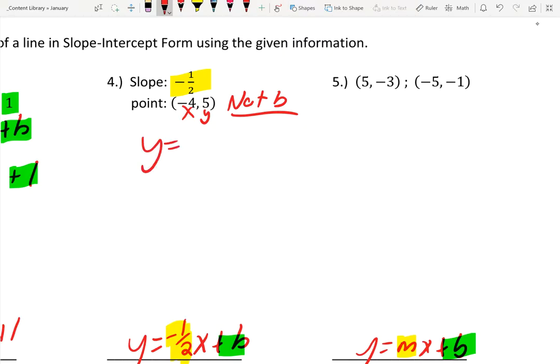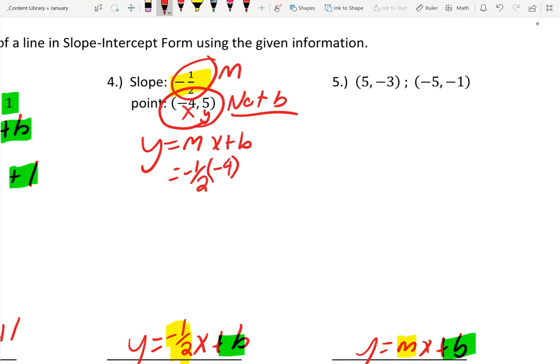Okay, so remember your general equation, y equals mx plus b, right? Well, remember that this slope is our m value. But also remember that we can use this point here. Negative 4 is x, so we can actually plug that negative 4 in for that x value. And this 5 is a y, so we're actually going to plug this 5 in for the y. But remember, we can't plug anything in for b, so I'm just going to leave this as plus b.